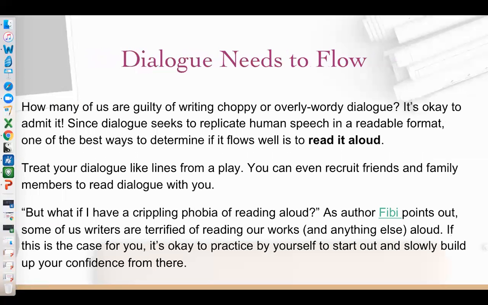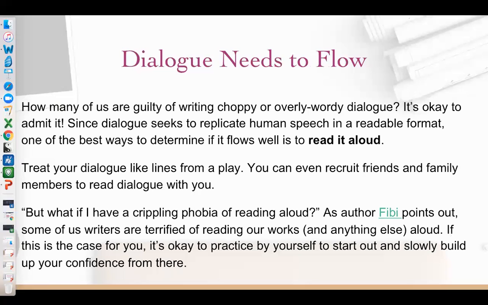So dialogue needs to flow. This is one thing that Becky and I, because we're writing buddies, have found out: whether it's dialogue or any kind of descriptive writing, whatever we're writing, we have to read it aloud. And of course, Carol, you'll definitely relate to that, treating dialogue like lines from a play. We can recruit friends and family to read with us.